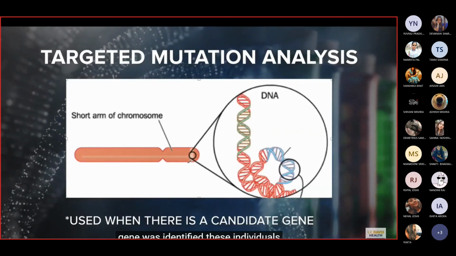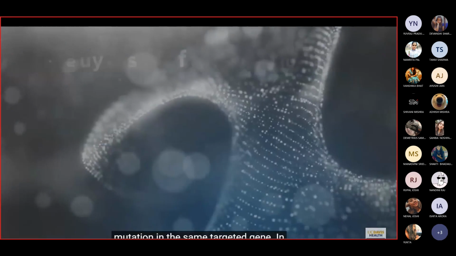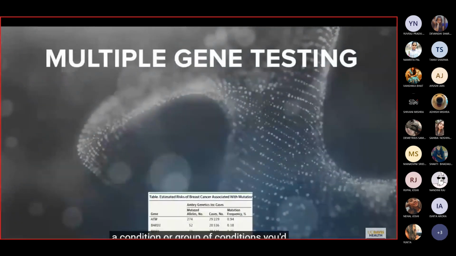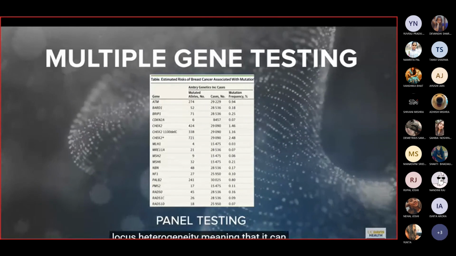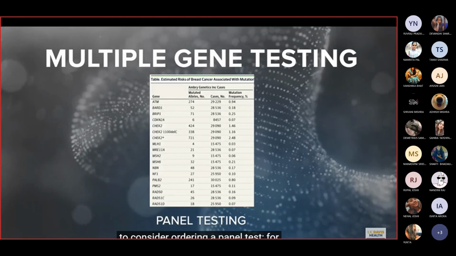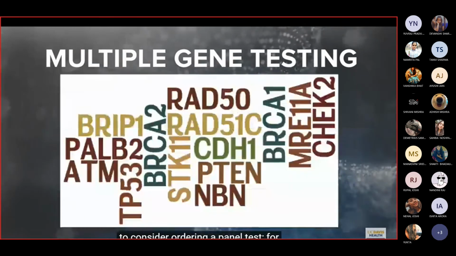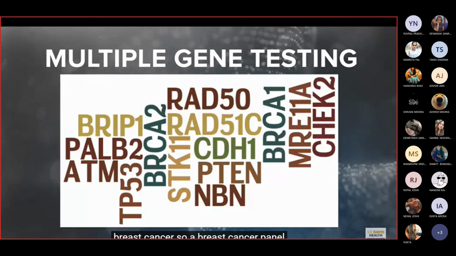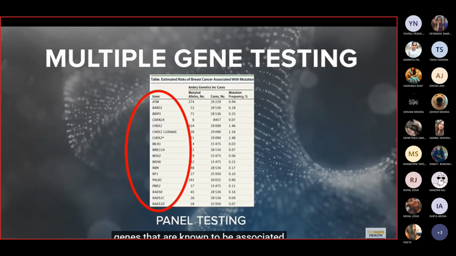These individuals would then be tested for the same mutation in the same targeted gene. In some cases, you may have a hypothesis for a condition or group of conditions you'd like to test for. If that condition has locus heterogeneity, meaning that it can be caused by multiple genes, you may want to consider ordering a panel test. For example, many genes can contribute to breast cancer, so a breast cancer panel may sequence a dozen or more specific genes that are known to be associated with breast cancer.